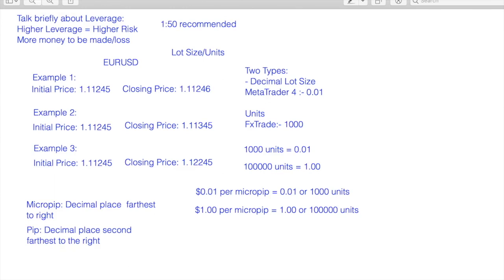And before we actually get into lot size, the reason why lot size exists is because there's a thing called leverage. But leverage is not too important. You don't utilize that on a daily basis. It's only once when you're setting up your account. So I'm going to briefly go over what that means. So leverage is essentially you borrowing from the bank.